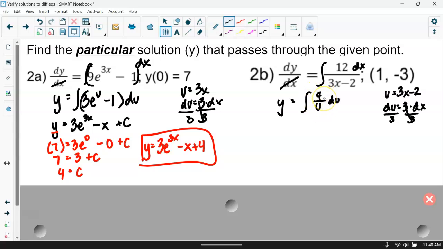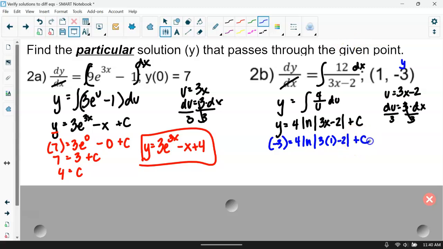So again, notice that's our special case, right? So this is y is equal to 4 times the natural log of 3x minus 2, right? That was our u, plus c. But again, we're looking for the particular solution. So again, we substitute y with -3, right? That was your y coordinate. Then is equal to 4 times the natural log of 3 times 1 minus 2 plus c.